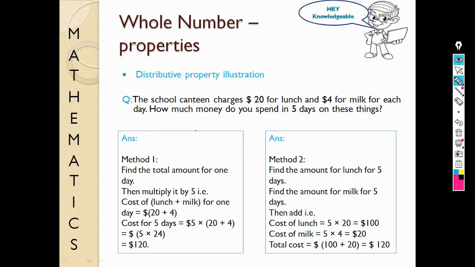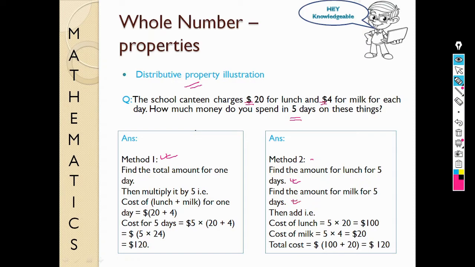So let's try to see another illustration of the distributive property through one question. The question says, the school canteen charges $20 for lunch and $4 for milk for each day. How much money do you spend in 5 days on these things? There are two methods through which we can find the answer. With method one, we find the total amount for one day and then multiply it by 5. Method 2 is to find the amount for lunch for 5 days and the amount for milk for 5 days, and then add them together.